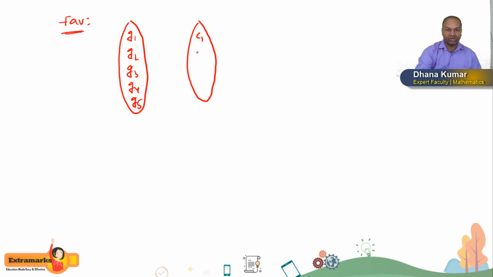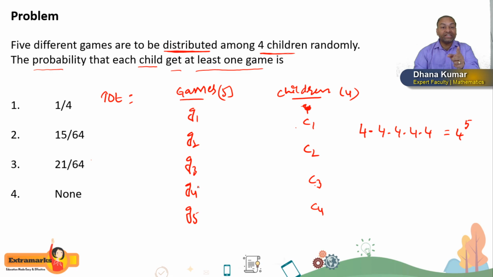Let us come to favorable cases. Favorable cases means restrictions. According to our condition only, you have to find it out. So here total 5 games are there: G1, G2, G3, G4, G5, and 4 children are there: C1, C2, C3, C4. Okay, it is just like function mapping. This is A, this is B, A to B mapping. Correct now? Okay. Here the condition is what? Observe that one: each child gets at least one game. At least one game. Okay, fine.